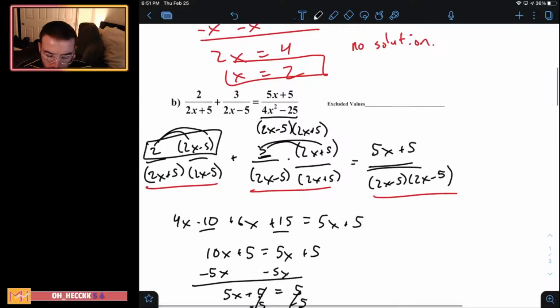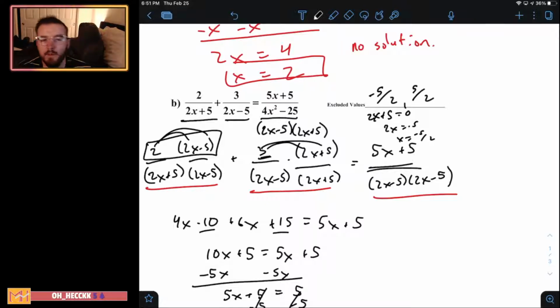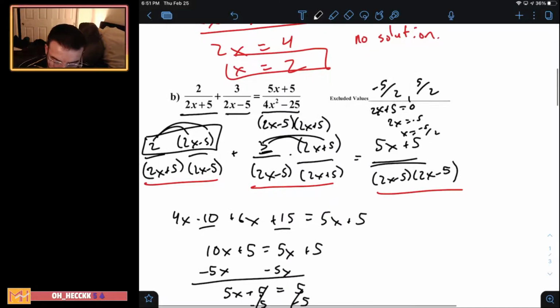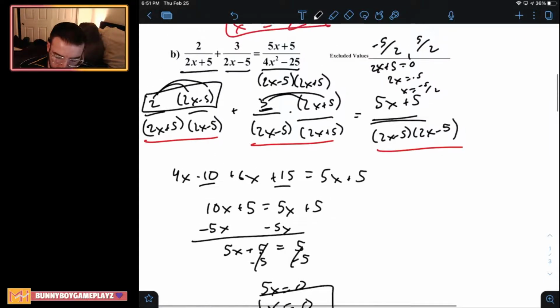What are our excluded values? Remember, if you don't spot it right away, I can kind of see it in my head, but if you can't spot it right away, we're just setting it equal to 0 and solving. So, negative 5 halves is out, and then it's going to give me the same thing except positive 5 halves. So, that's a solution that is included. It is not extraneous, as we call it.